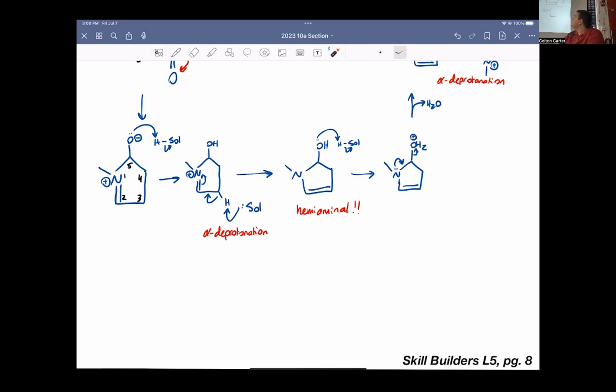What functional group do we start with? We have an ester. What functional group do we end up with? Acid chloride. Are we going up in reactivity or down in reactivity? Up. So we're not going to be able to do this in a single step.